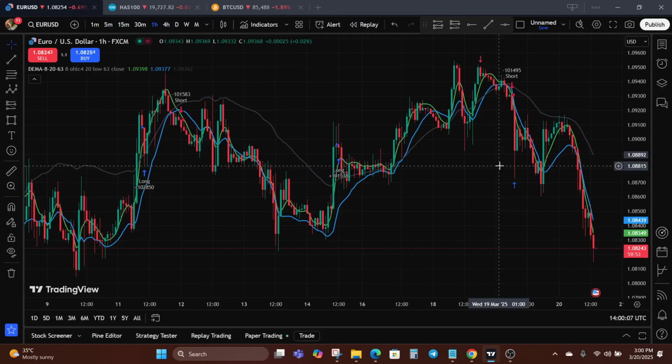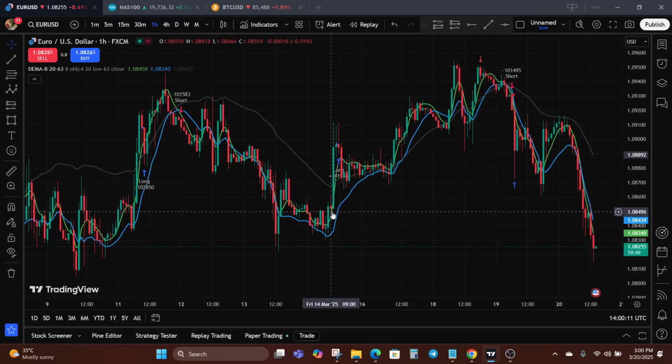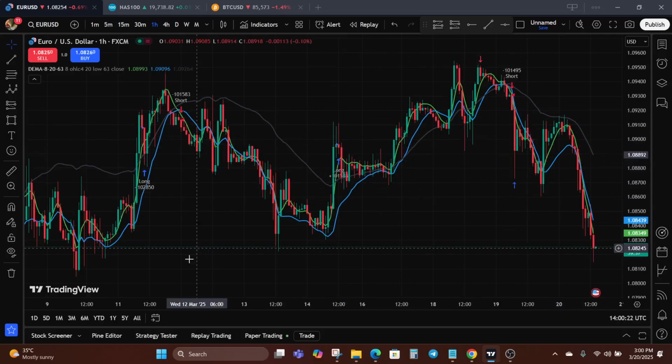Okay, now if the price is above the DEMA, you are likely in an uptrend. And if it is below the DEMA, then you are likely in a downtrend. It's as easy as that.